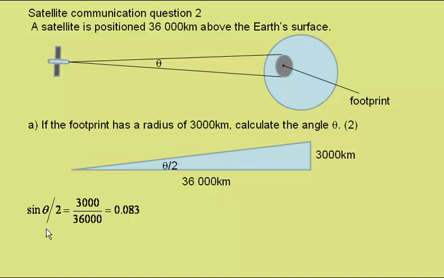Now we can use sine here, as with these dimensions the hypotenuse is going to be pretty much the same at 36,000 kilometers as the adjacent. And so sine of theta over 2, sine is opposite over hypotenuse, which is 3,000 over 36,000, or 0.083, giving theta over 2 of 4.8 degrees, and so theta will be twice that at 9.6 degrees.